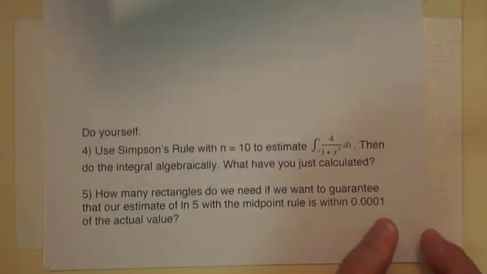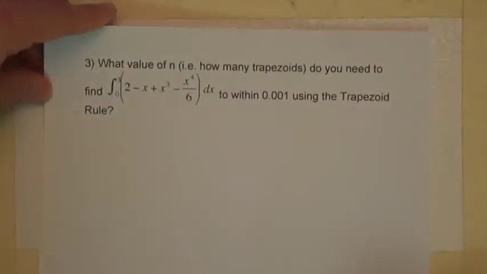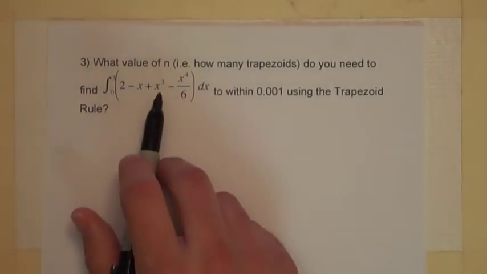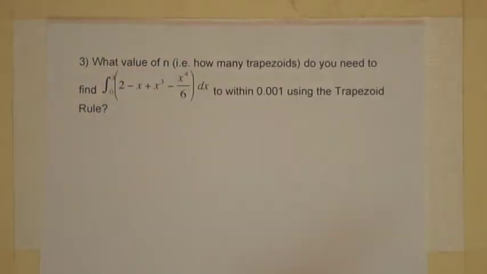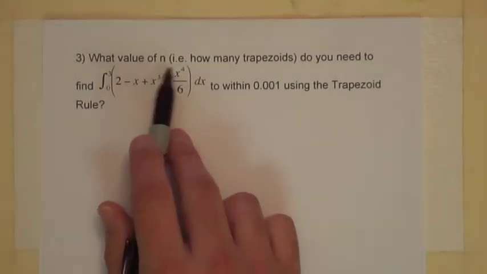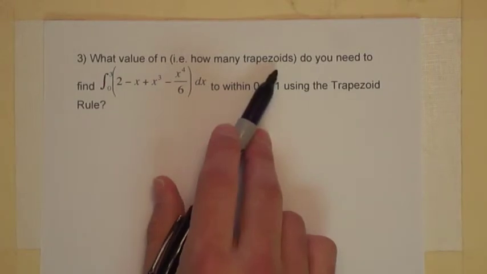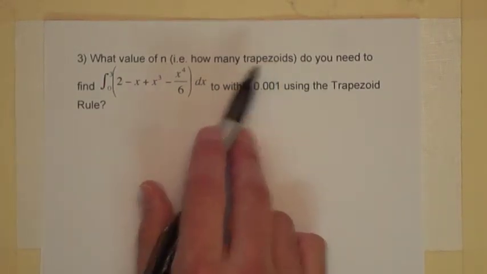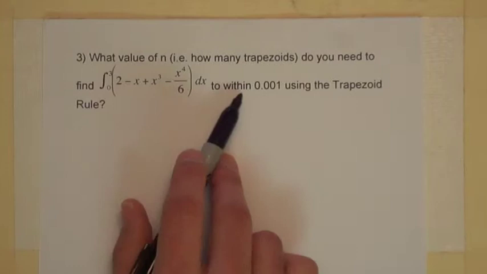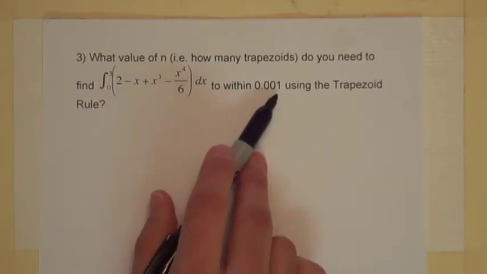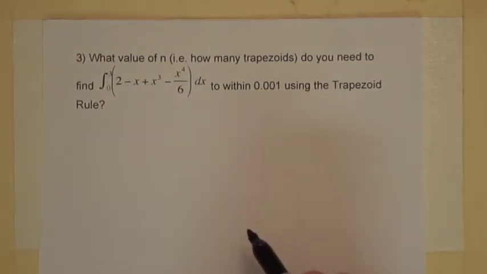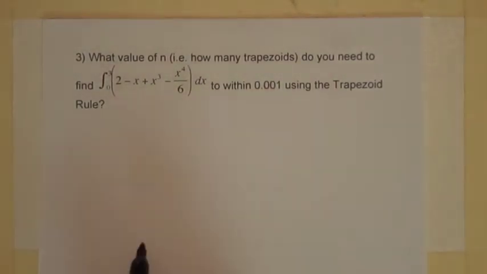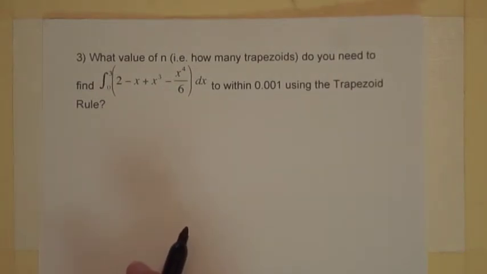Let's do one more example here. And this problem is very important because it illustrates a couple of tricky points. This question is asking what value of n, how many rectangles, or in this case, how many trapezoids, do you need to find some integral to within 0.001 of the actual value using the trapezoid rule. So let's do it. And I'll point out the two tricky points along the way.